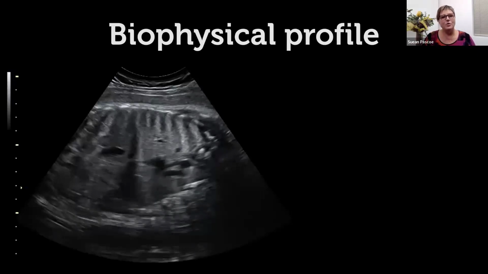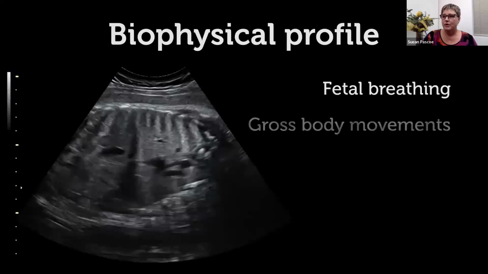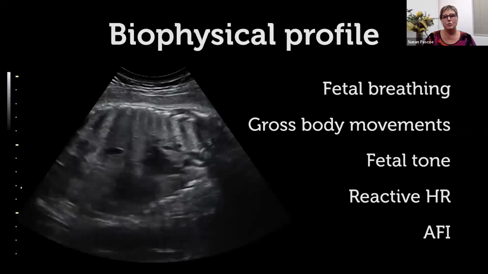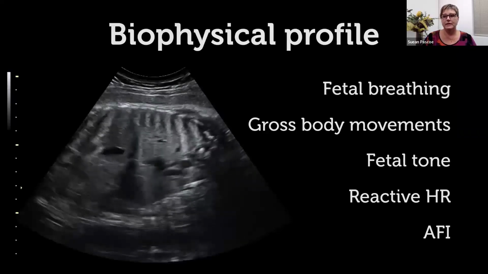It's either there or it's not. If it's there, it's 2 points. If it's not, you get 0 points. You add those 5 scores up and you get a score out of 10. So it's fetal breathing, gross body movements, fetal tone, which is the flexion and extension, the reactive heart rate, and the AFI, so 2 or more pockets of more than 2 centimeters.